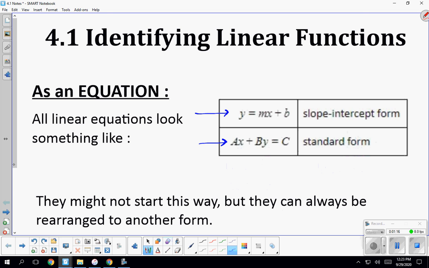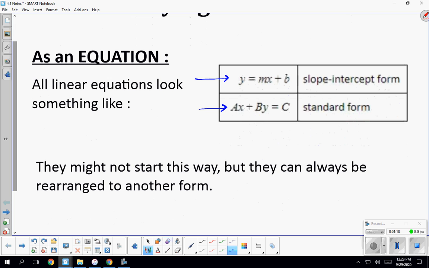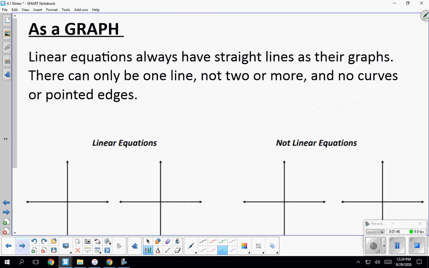Our functions may not start in this form, but we can always rearrange them. So if we're trying to find if something is linear or not, we can get y by itself. And if it looks like slope-intercept form, it's a linear function. We can always get x and y on the left hand side of this equal sign. And if it's in this form, which is called standard form, it is a linear function. There are other forms that we'll talk about later, but again, the key thing is that x and y are just x and y to the first power.